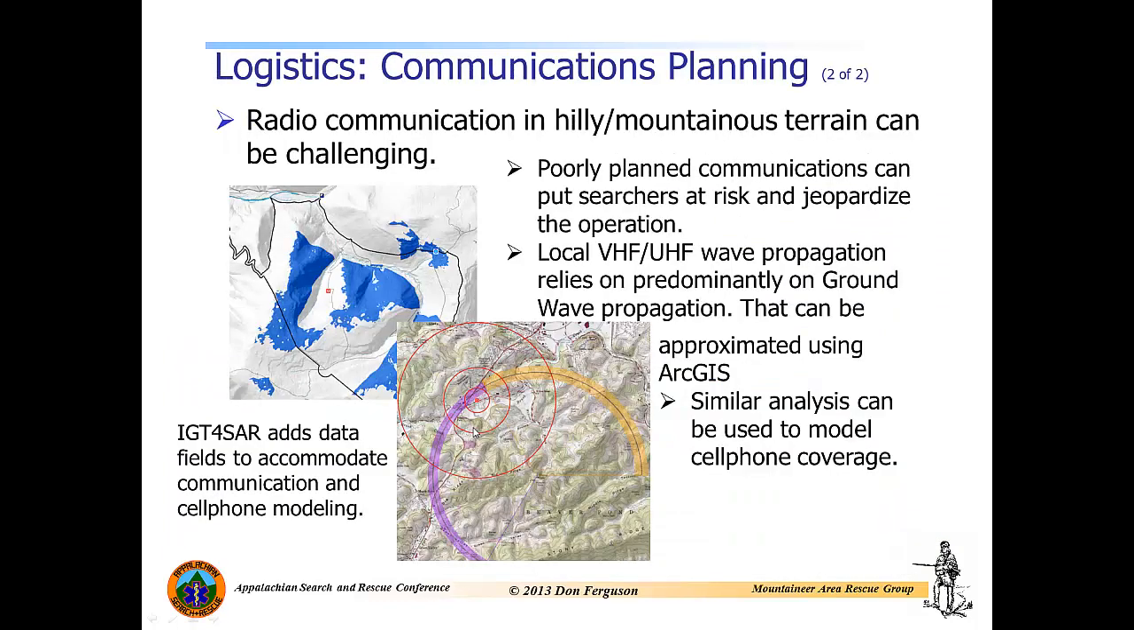As I previously mentioned, we can also use IGT for SAR and ArcGIS to assist with communication planning across a search area, as well as assist with cell phone-related investigations of missing or lost persons. I've included a number of data fields within various feature classes to accommodate this type of analysis.